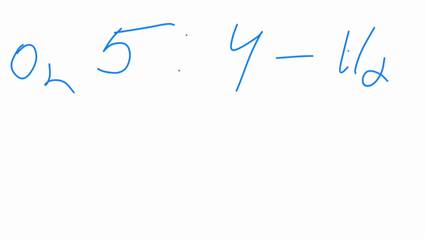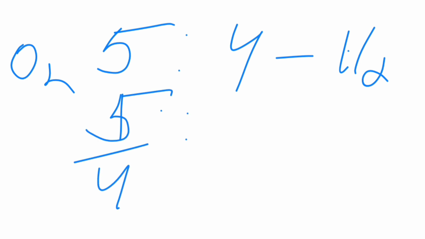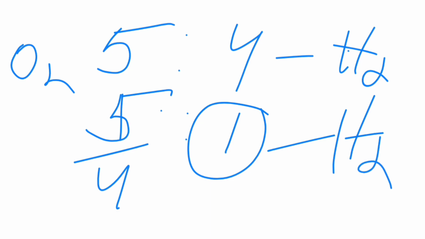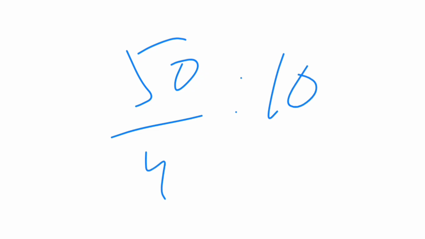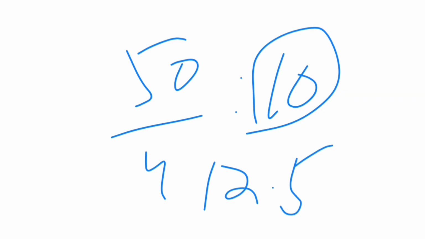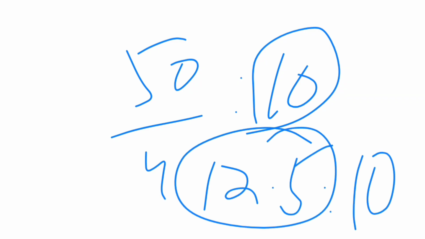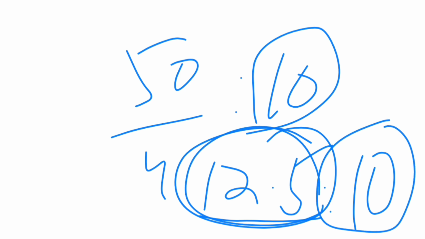Then 5 by 4 moles of oxygen will form 1 mole of H2O. So if 10 moles are produced, we multiply both sides by 10. This comes out to be 50 divided by 4, since 10 moles are produced. We divide 50 by 4 and we get 12.5 moles. This is our answer. If 12.5 moles of oxygen are consumed, then 10 moles of water will be produced.